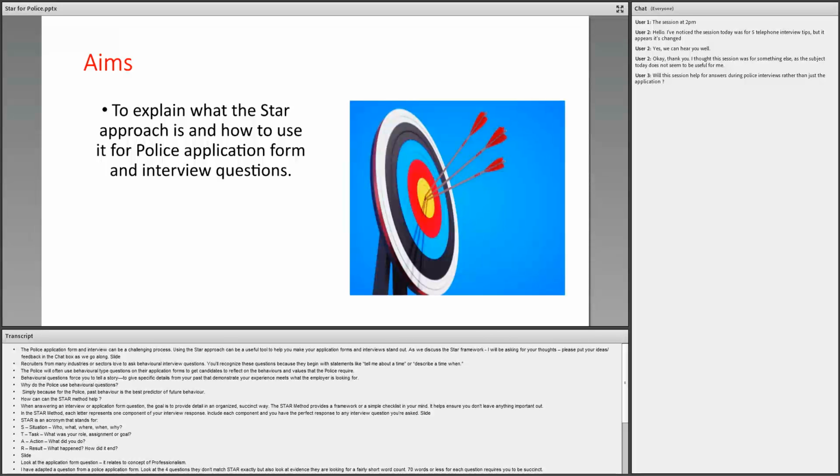How can the STAR method help? When answering an interview or application question, the goal is to provide detail in an organised and succinct way. The STAR method provides a framework or a simple checklist in your mind. It helps you ensure that you don't leave anything important out. In the STAR method, each letter represents one component of your interview response or application response. Include each component and you have the perfect response to any application or interview question.